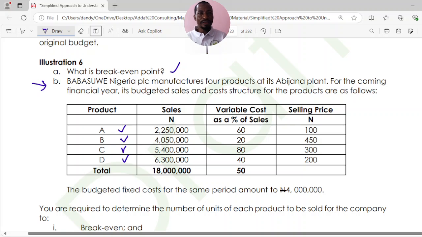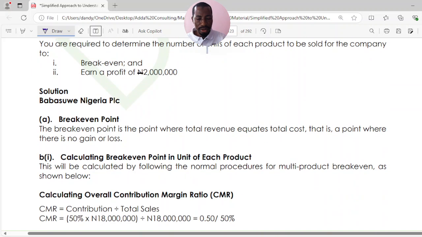Like I explained, the 5 procedures are what you are supposed to carry out. The first procedure is to determine the overall contribution margin ratio for the organization. Step 2 is to compute the overall break-even point in naira for the organization. Then step 3, compute the sales mix. Then step 4, determine break-even points in value for each product. Then step 5, compute the break-even points in units for each of the products. So quickly, let's go through it.